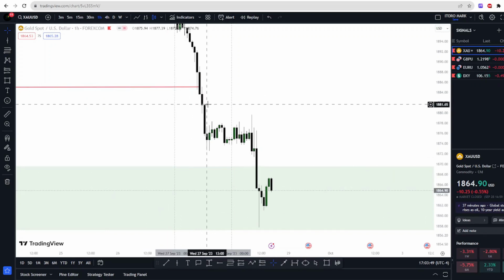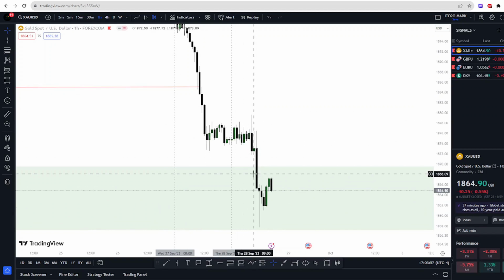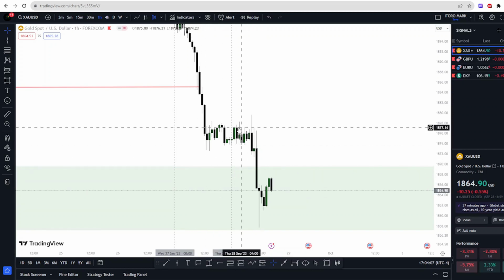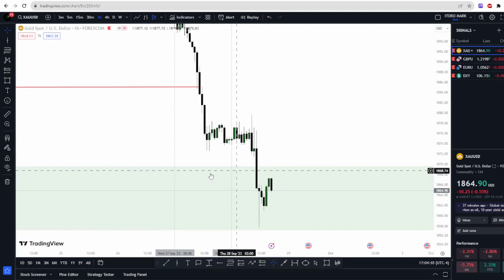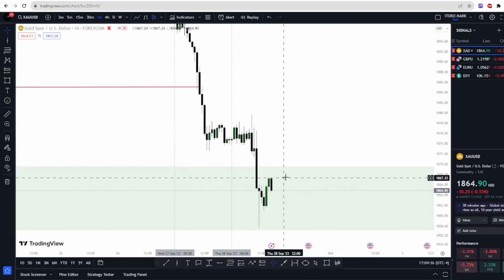So we were still up here by morning. This is the opening of today. We didn't tap into that fair value gap here. So since my directional bias is bearish to see price inside here, I wanted to take a sell down into this fair value gap. Now what is the significant thing that you can see here on this price action?